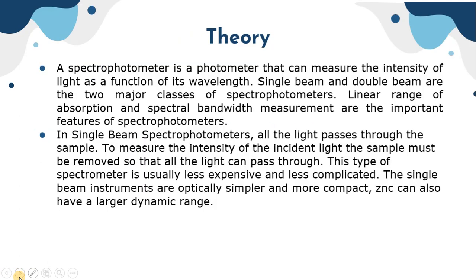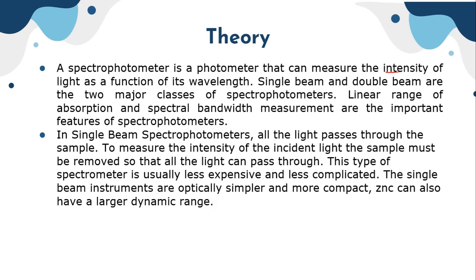Okay, so in theory, a spectrophotometer is a photometer. It measures something to do with light. This time it measures the intensity of light as a function of its wavelength. The single beam and the double beam are two major classes of spectrophotometers. It uses beams of light that pass through your substance. The linear range of absorption and spectral bandwidth measurement are important features of spectrophotometers.